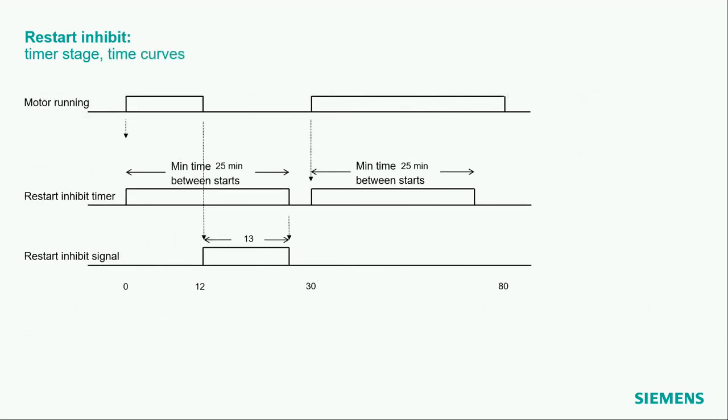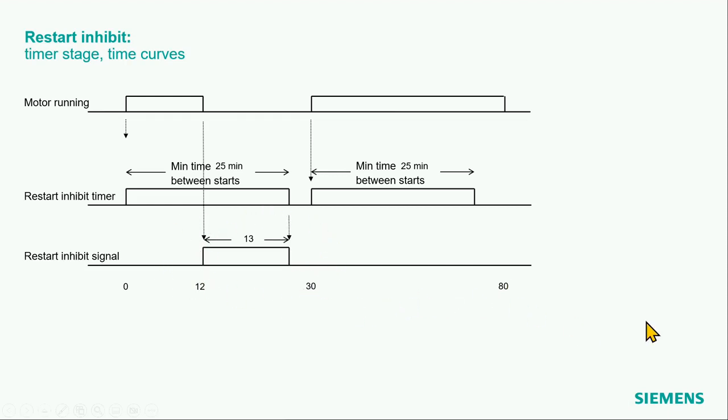I have this also on a diagram, then maybe it's a little bit easier to understand. So the motor is running. This restart inhibit timer is activated and this runs 25 minutes. And when the motor is switched off, this restart inhibit signal becomes active after 12 minutes. And then for this period, as calculated before, this blocking signal is active. Here in the second example, the motor is running longer than this minimum timer. And when we switch off the motor, this timer has already elapsed. And so there is no restart inhibit signal.